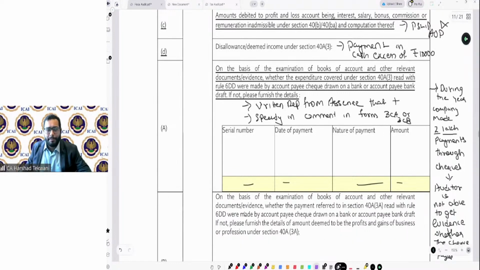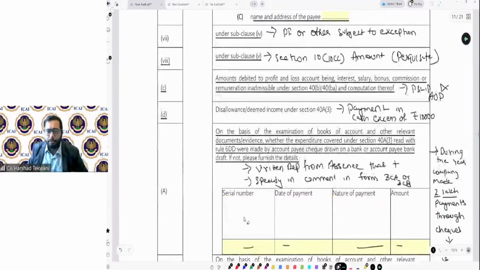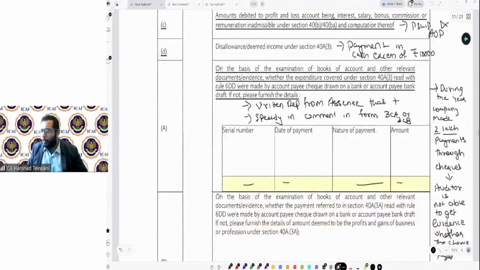Okay, so I will specify a comment that on the basis of books, we were not able to get appropriate audit evidence to verify whether the cheques which were issued were account payee cheques or bank drafts. Hence, accordingly, I will provide this note that I was not able to verify, and accordingly we are not able to report any detail on this. So I'll just show you one example of that.